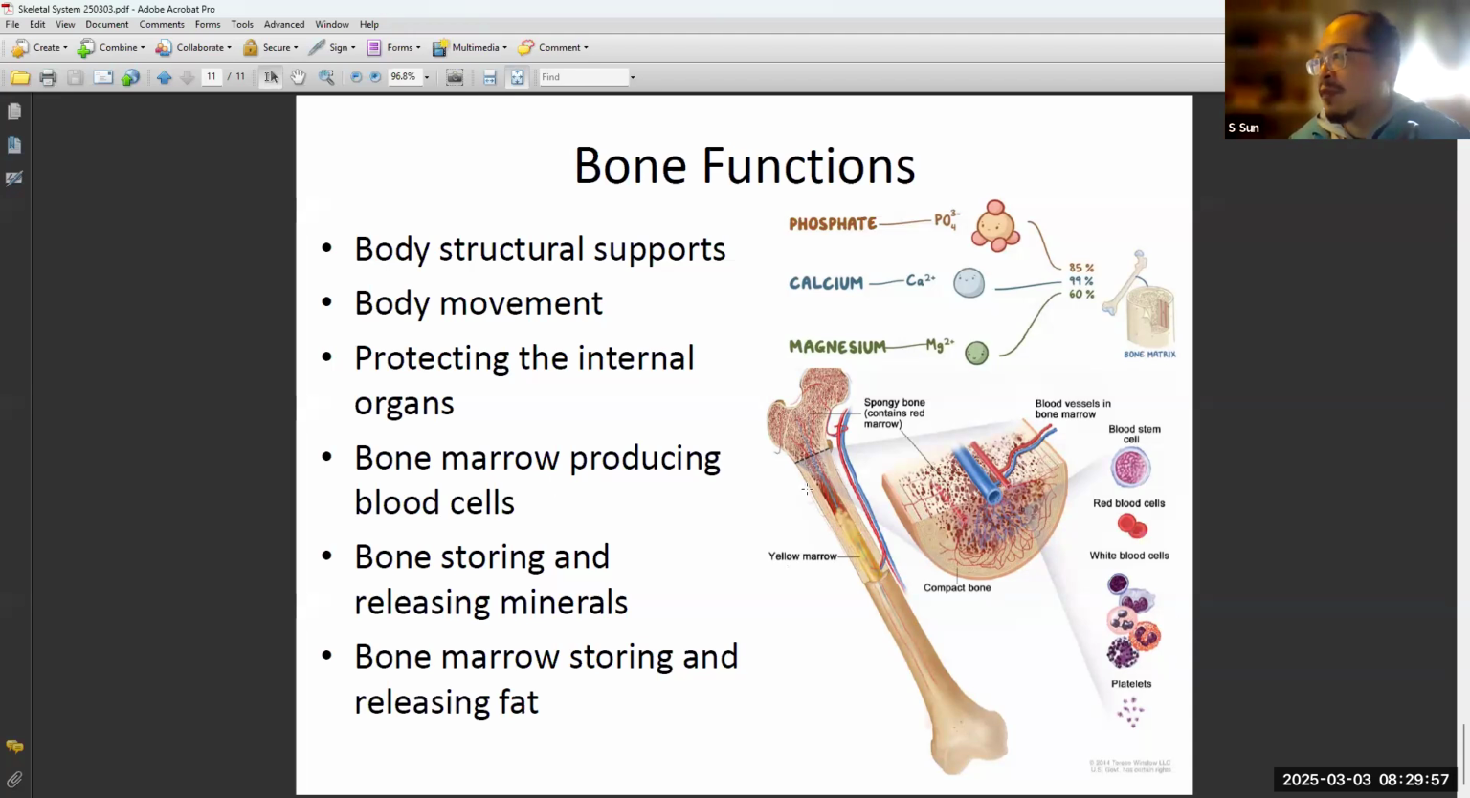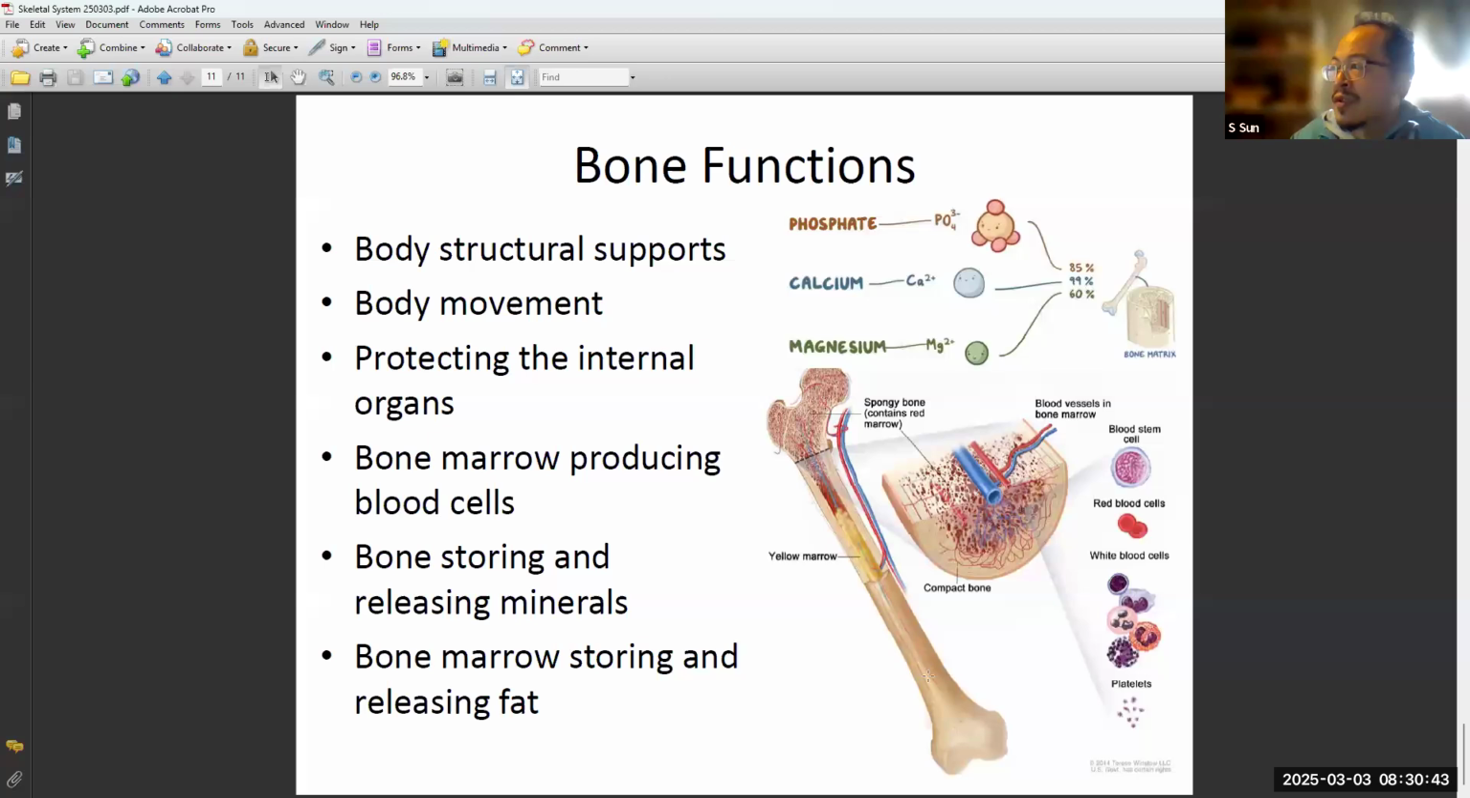Bone marrow, here we have bone marrow right here. We have yellow marrow and we have red marrow. These red marrows store the stem cells to produce blood cells. So all these blood cells come from the red marrow. Yellow marrow stores fat. So the bone has a function to produce blood cells: red blood cells, white blood cells, platelets. All these blood cells come from bone marrow.